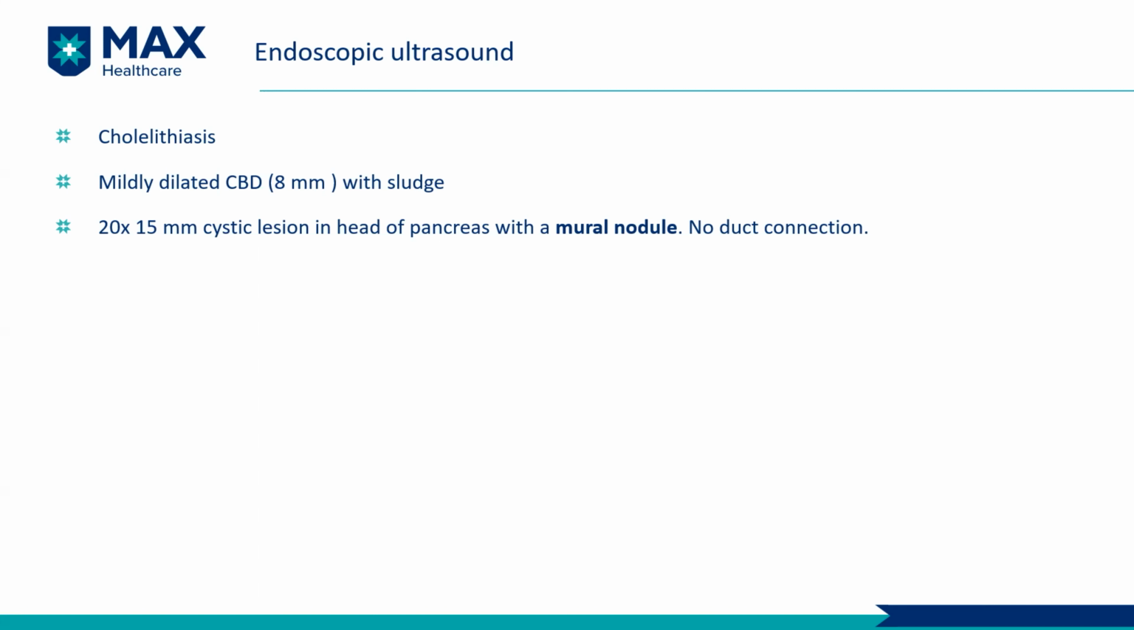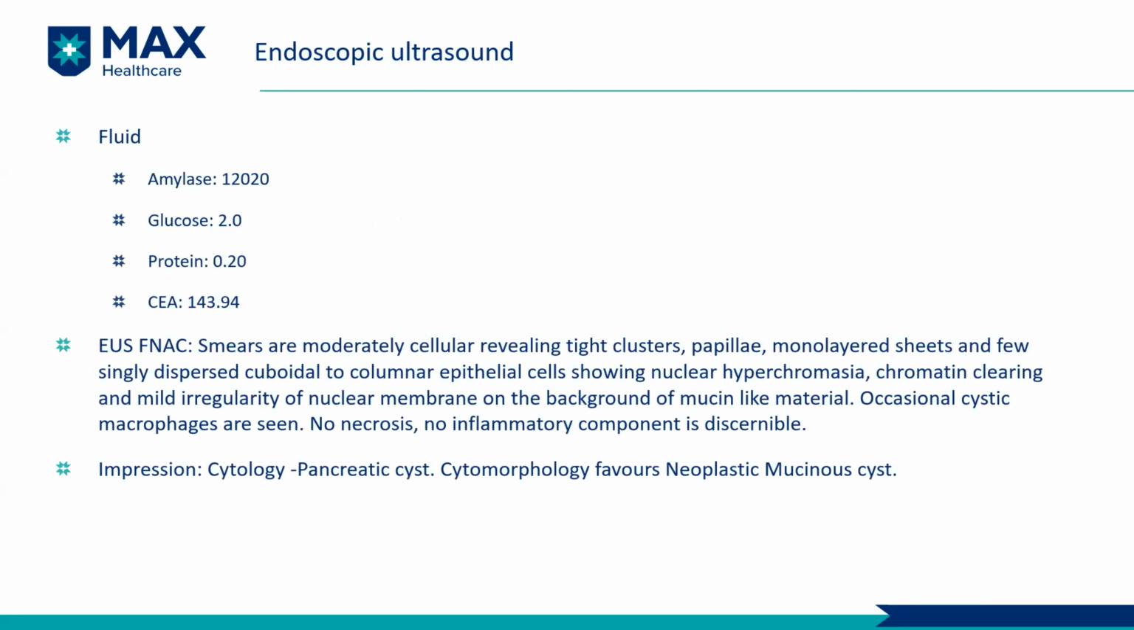In fact, without a needle, the EUS is not very useful, sir. I was coming to that. Yes. So I would have aspirated it and then followed the findings of the aspiration as well. Yes. So these are the findings: amylase was high, glucose was very low, and CA was borderline elevated. And the cytology impression was mucinous cyst.